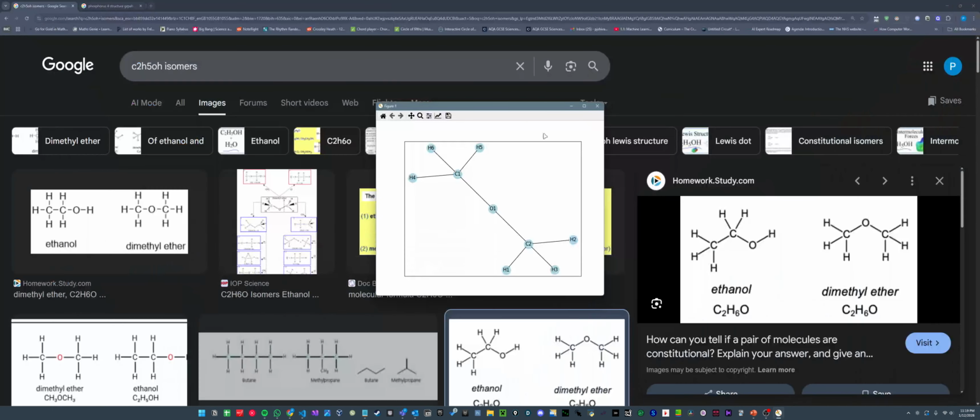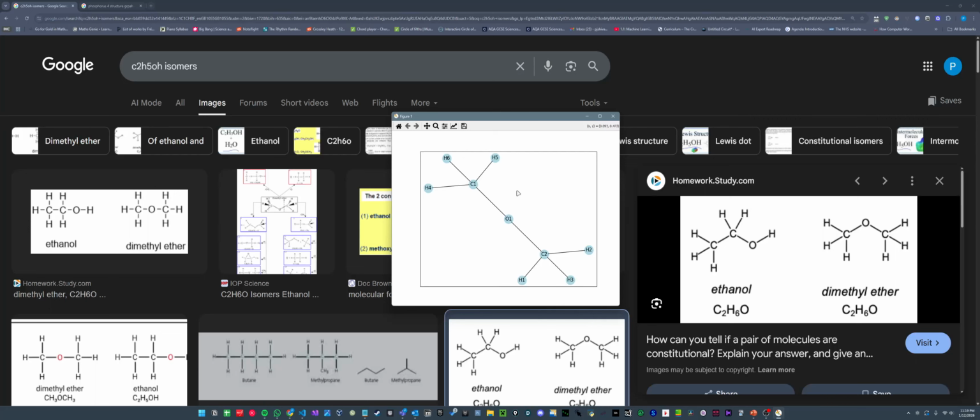Okay, so this is the first graph. Let's see which one it corresponds to. So each carbon has 3 hydrogens, which is true for both of these isomers, but this one has an oxygen in between the 2 carbons. So I know it's dimethyl, I can't pronounce that. I know it's the one on the right though. So that's one structural isomer.